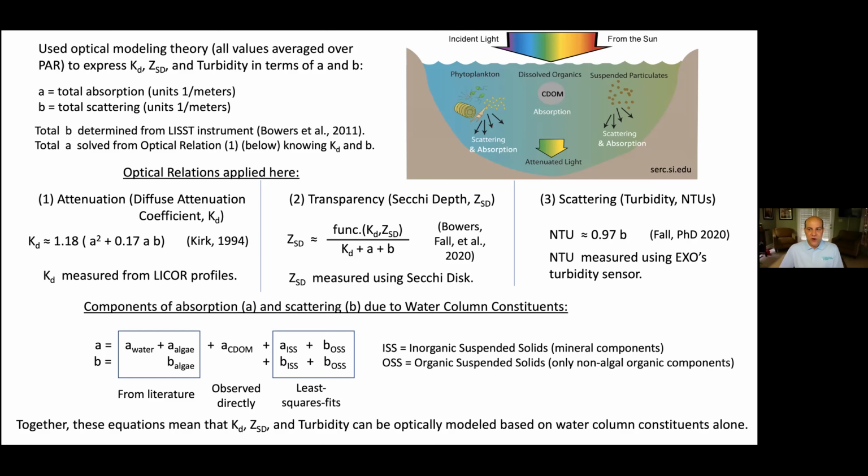The absorption due to water and the absorption and scattering due to algae as a function of chlorophyll concentration were taken from the literature. The absorption due to colored dissolved organic matter, or CDOM, was determined directly by Kelsey from her water samples, and the absorption and scattering due to inorganic and organic suspended solids were derived by least squares fits using her measured concentrations of ISS and OSS, each determined via filtering. Together, these equations mean that KD, Secchi depth, and turbidity each can be optically predicted based on water column constituents alone.